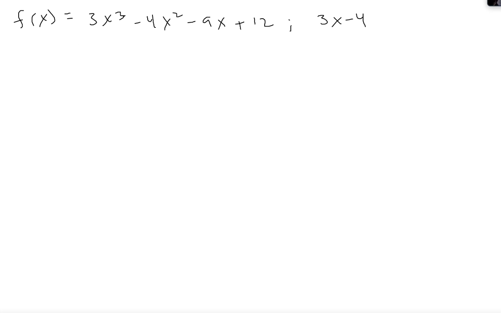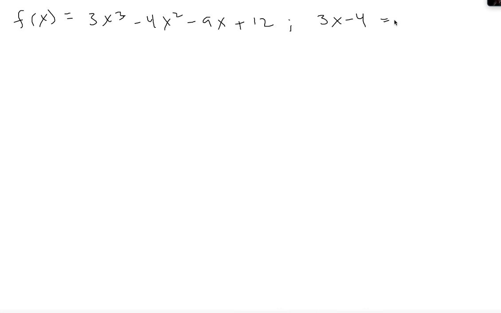Okay, so this question tells us to use the factor theorem to find all real zeros of this polynomial, given that this is a factor. And so your question was, how do you do synthetic division with this? So remember, when we do synthetic division, we are using the zero, not the factor.